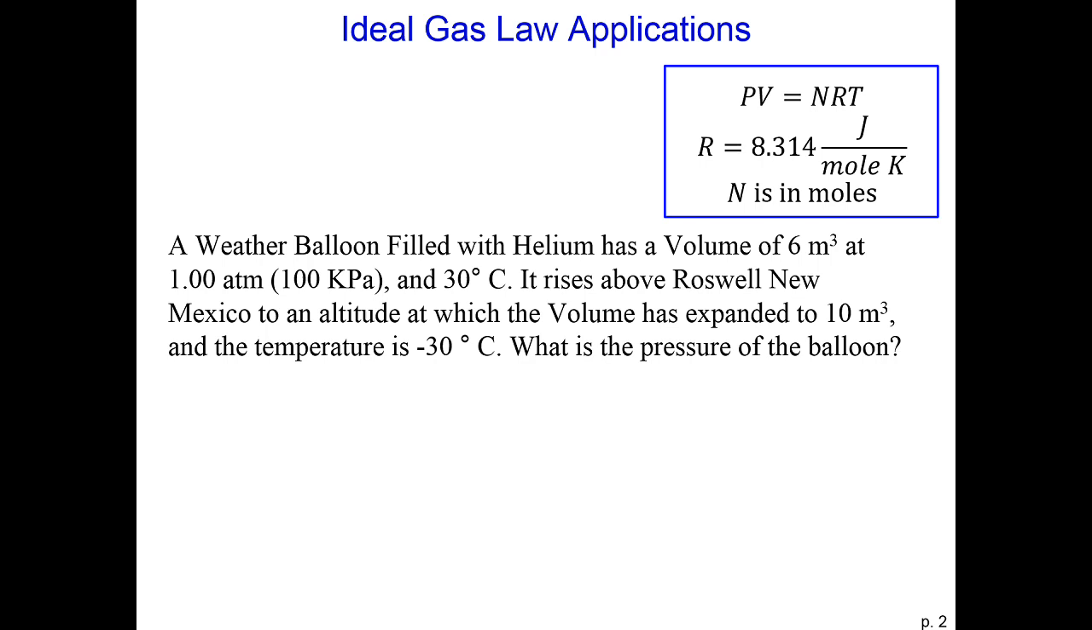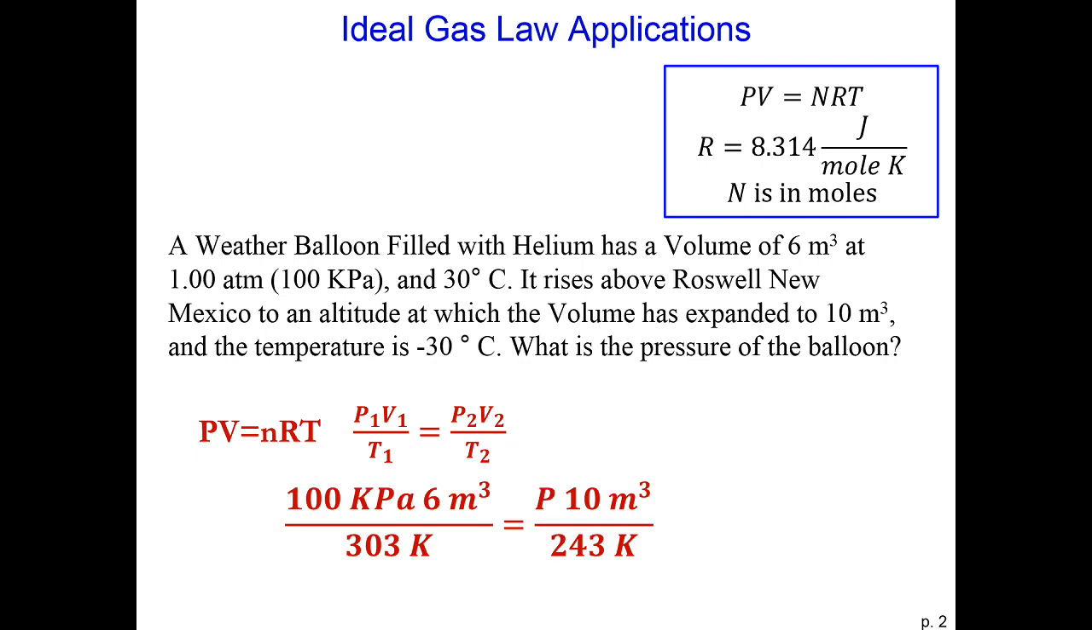So to start with, we use the ideal gas law. PV = nRT, and because the amount of gas, the n, the number of moles inside the balloon, is fixed, that means that we can then make this into P1V1 over T1 is equal to P2V2 over T2. So doing this, we can then enter our numbers. So this becomes pressure is 100 kilopascals times 6 cubic meters divided by 303 Kelvin. Notice we have to convert to Kelvin for this. So 273 plus 30 gives us the temperature in Kelvin of 303 Kelvin.